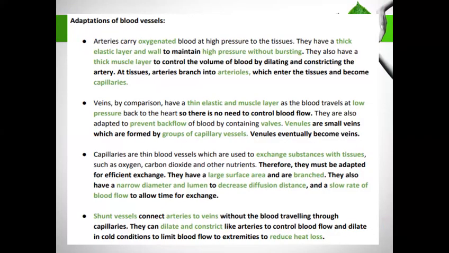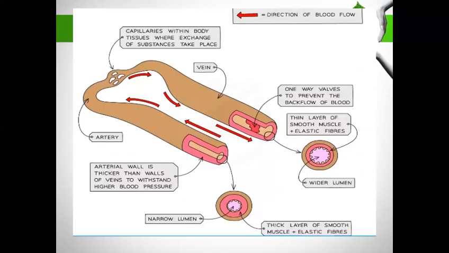Now adaptation of blood vessels. Now we will discuss the different types of blood vessels. In our body there are mainly three types of blood vessel. Number one, artery. Number two is vein. And number three is capillaries.